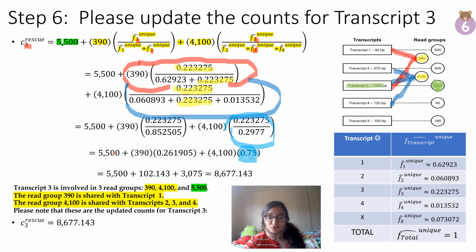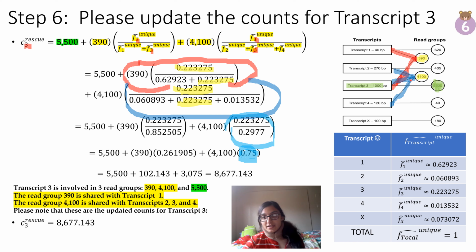the read group that just maps to transcript 3. Then this part here comes from this group, this 390 group. It gets 102 out of it because transcript group 1 takes most of that 390. It takes most of those reads. So transcript 3 is just left with 102 out of the 390. And then here you take this part, which is out of the 4,100. What part of it is given to transcript group 3? So you take all these values and sum them up, and then you get 8,677. So the updated rescue count for transcript 3 would be 8,677.